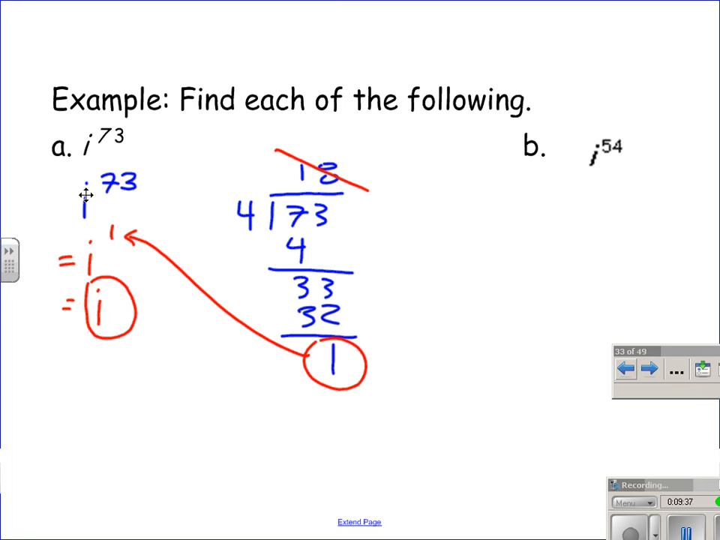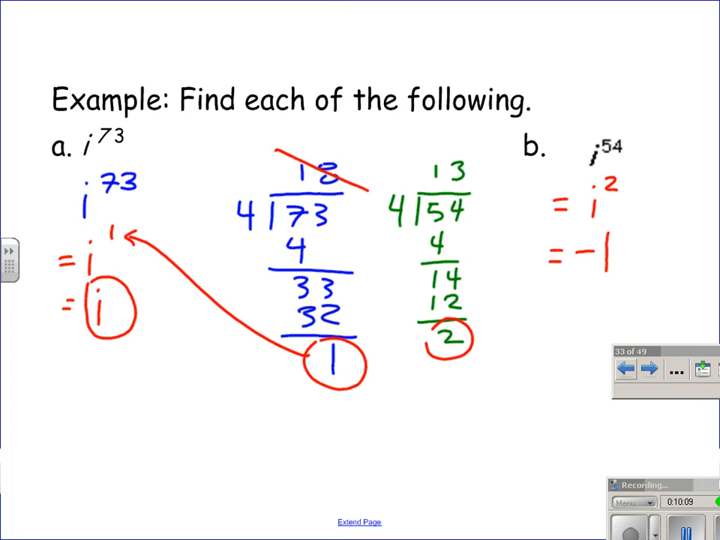Okay? And then we have i to the 54th power. So again, we're going to use division here for this. So we take 54 and divide it by 4. And we're left with 2 as a remainder. So that means that i to the 54th is the same as i squared. And we know that i squared is negative 1. Okay? So i to the 73rd simplifies to i, and i to the 54th power simplifies to negative 1.